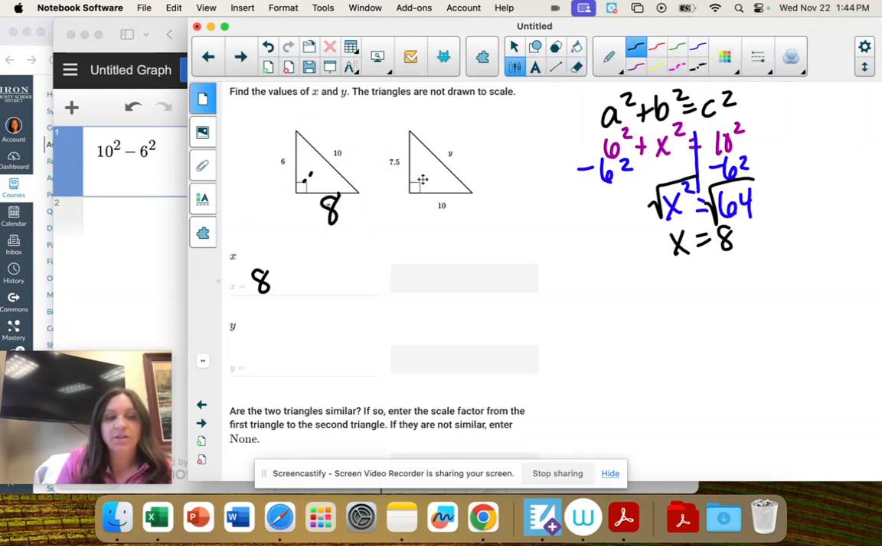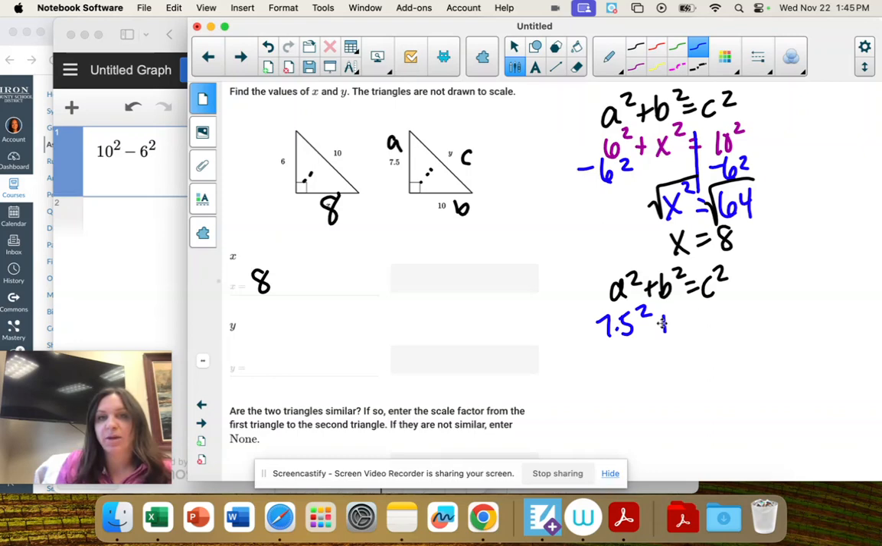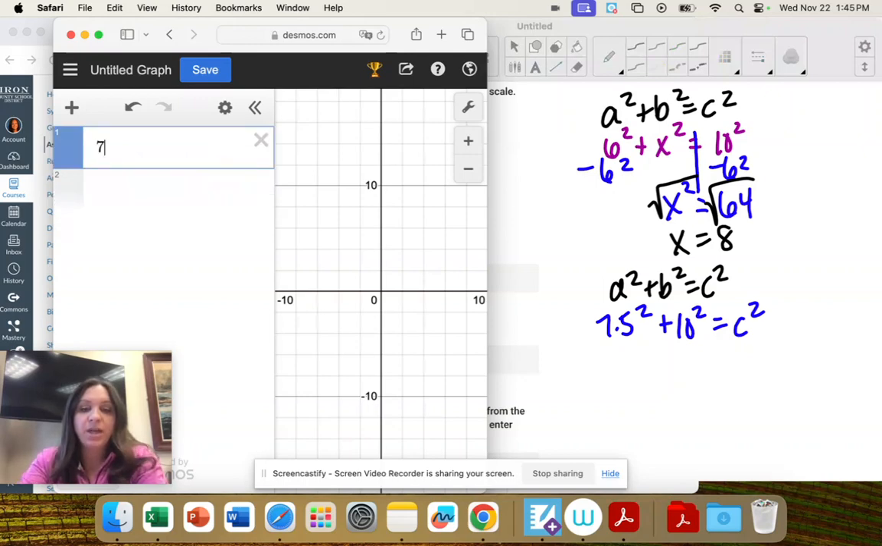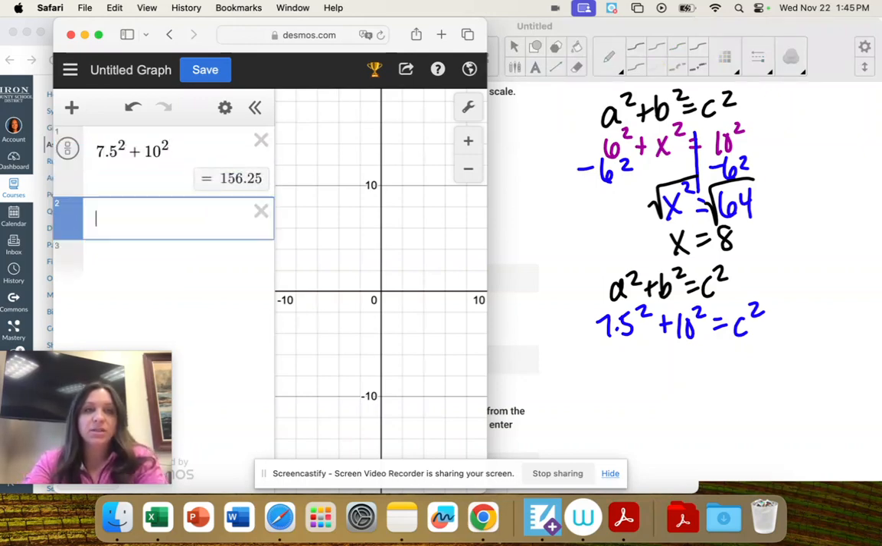All right, now let's look at y, which is the hypotenuse. It's across from the right angle, and a and b are the sides. So same thing. A is 7.5 squared, b is 10 squared, and c squared. And we're going to just be able to put that in the calculator because they're on the same side of the equal sign.